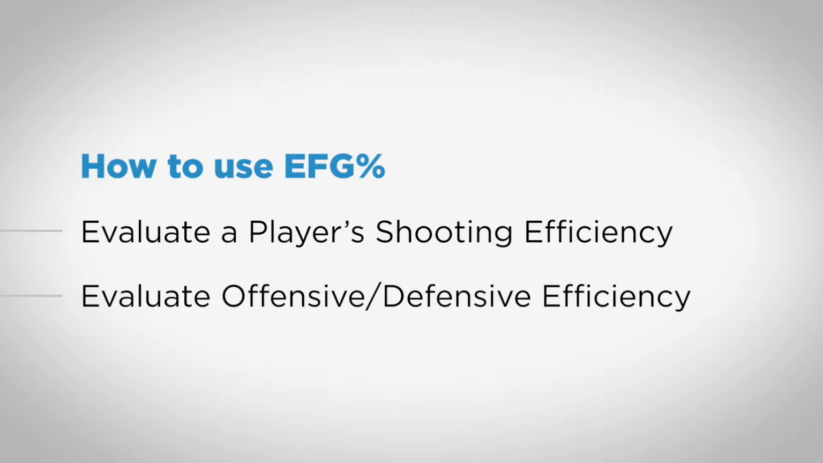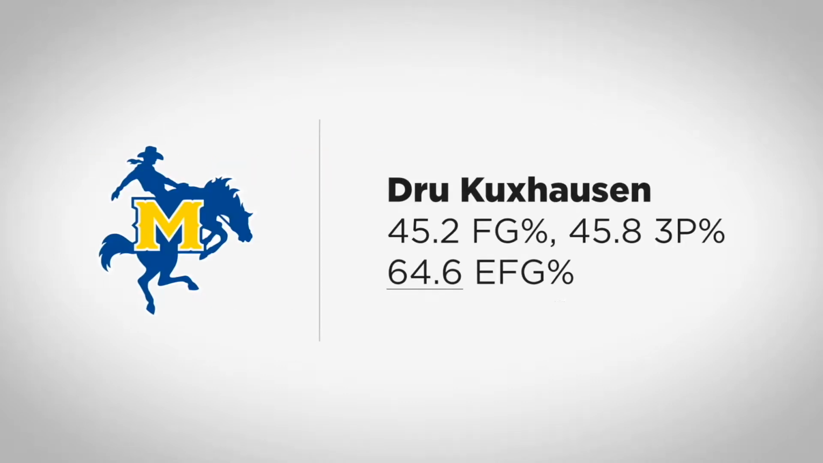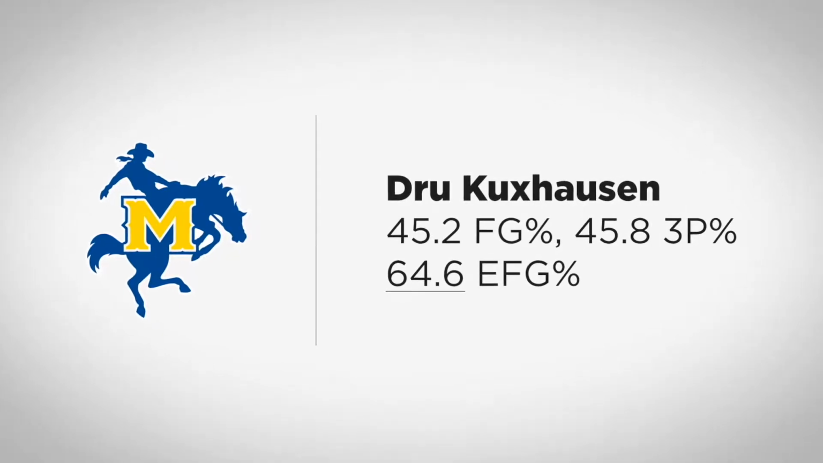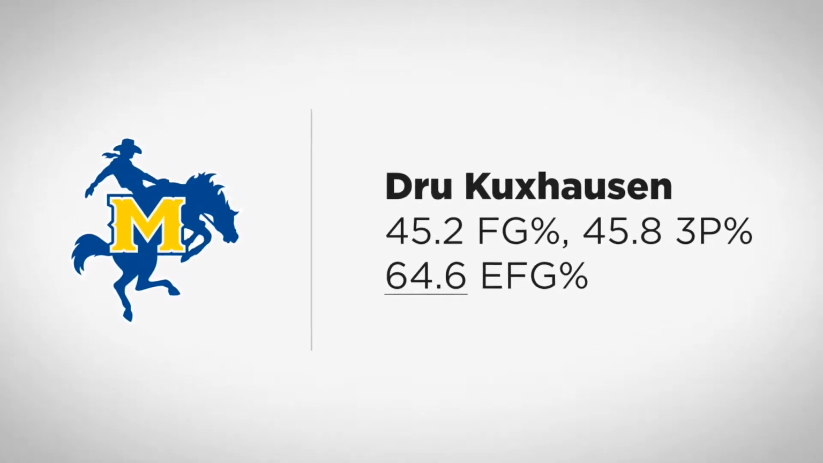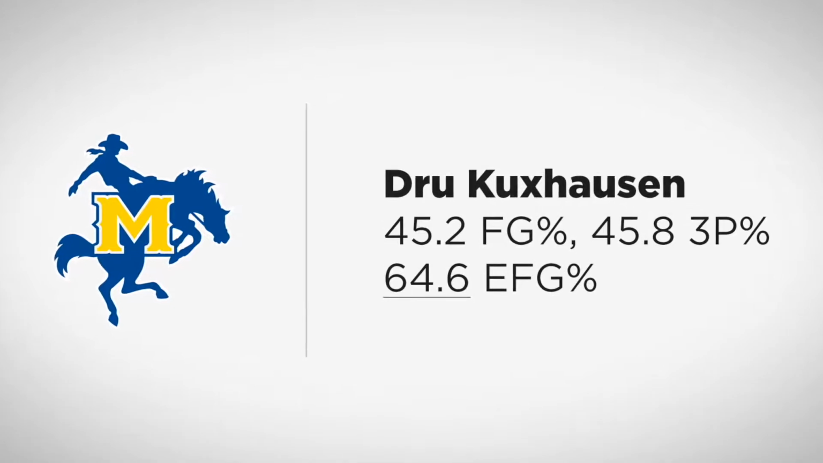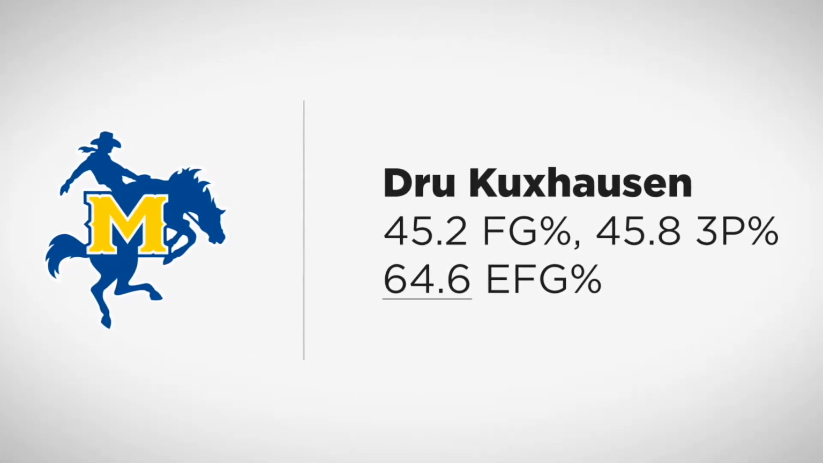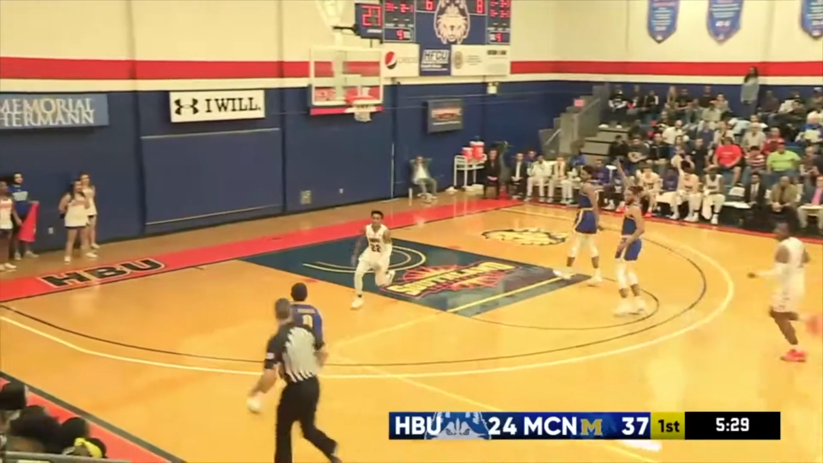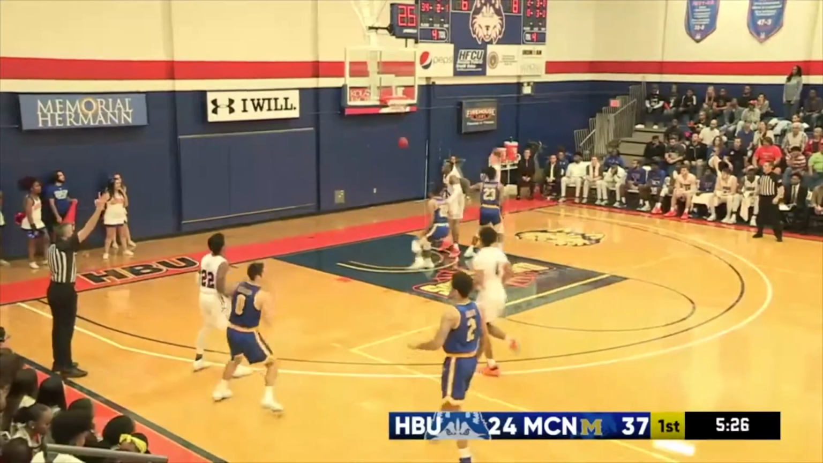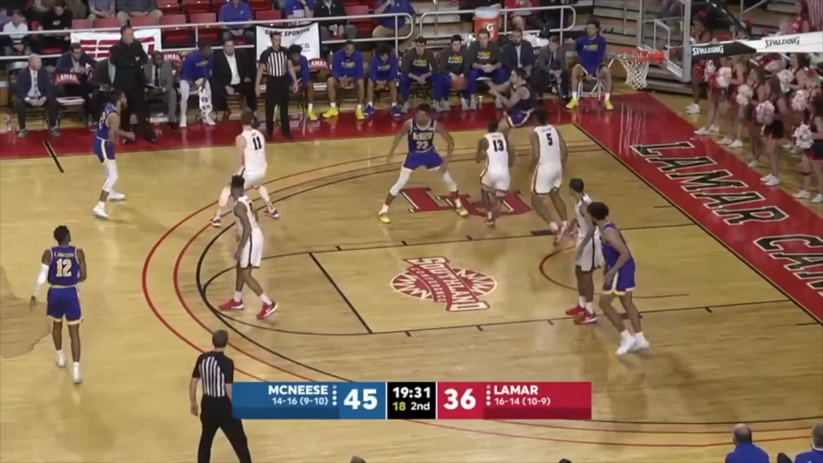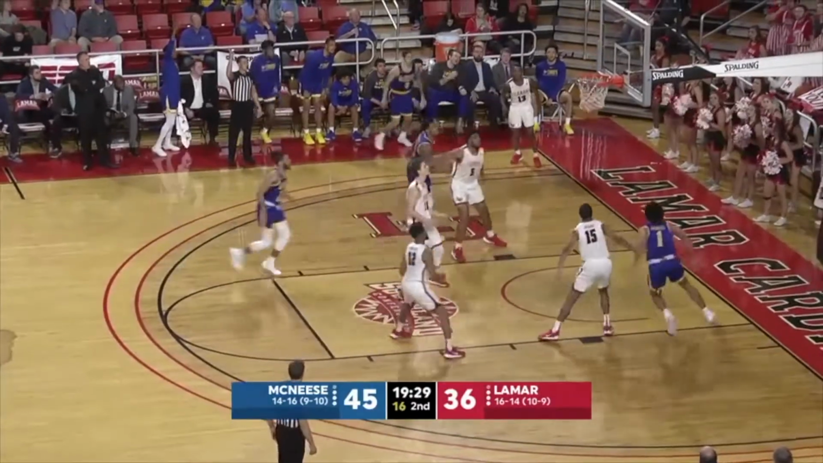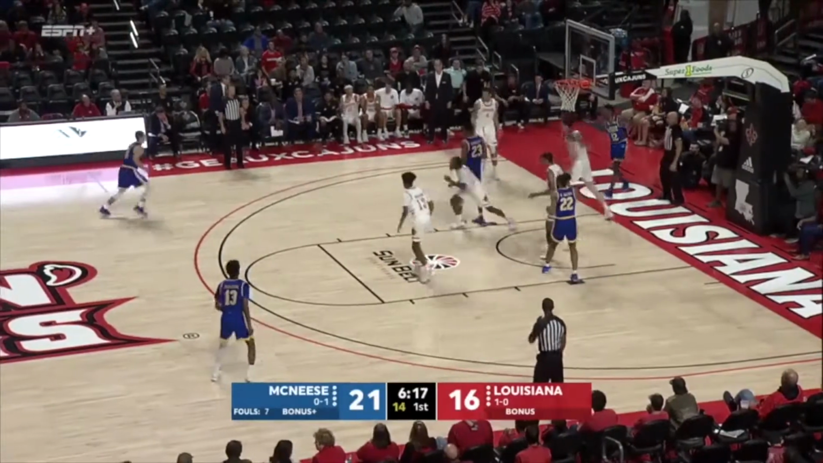A good example of how to use this stat is in evaluating a player like Drew Cuxhausen from McNeese State. Now, Drew is a 45% shooter from the field this year, and that tells us absolutely nothing, because Drew took the lion's share of his shots from 3 and made about 46% of them. With that being factored in, Drew's effective field goal percentage was 64.6%, good enough for top 10 in Division I.